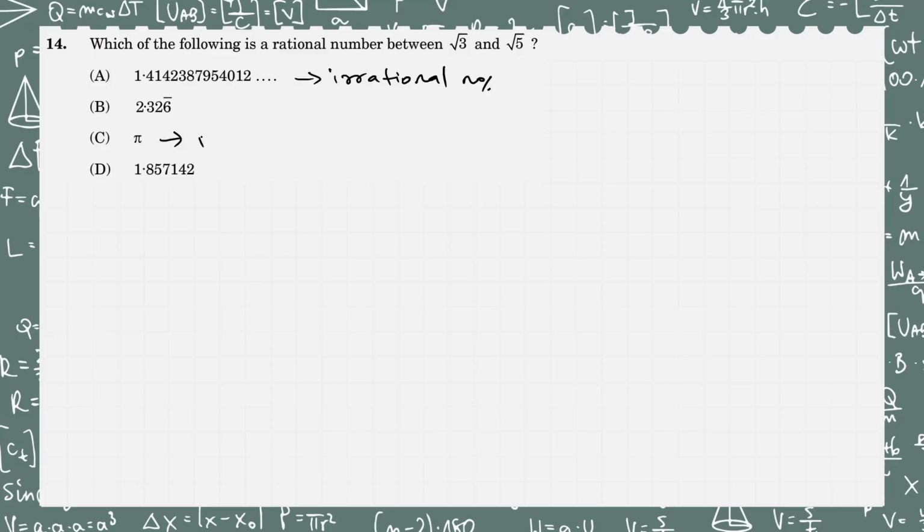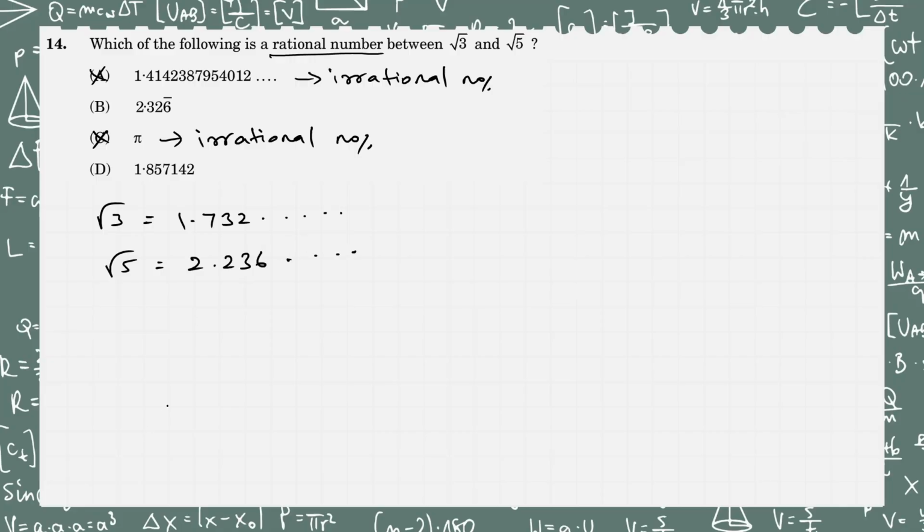Same way, you know that pi is also an irrational number. So we can rule out both options A and C, because all we are looking for is a rational number. So you know that root 3 is 1.732 etc. and root 5 is equal to 2.236 etc. So any number which lies between these two is what we are looking for.